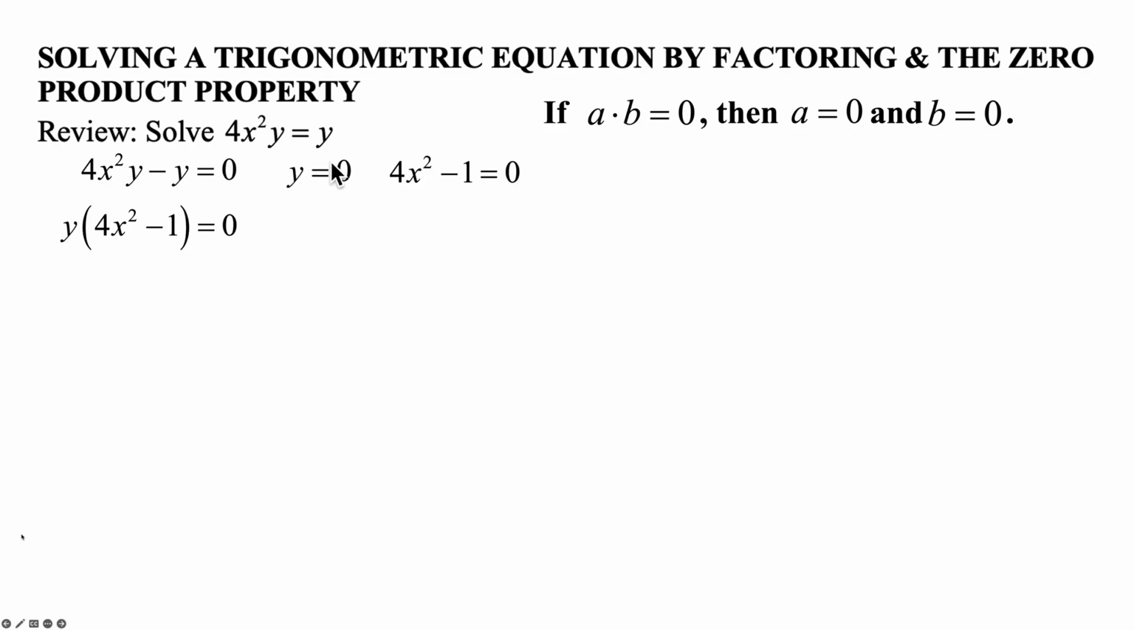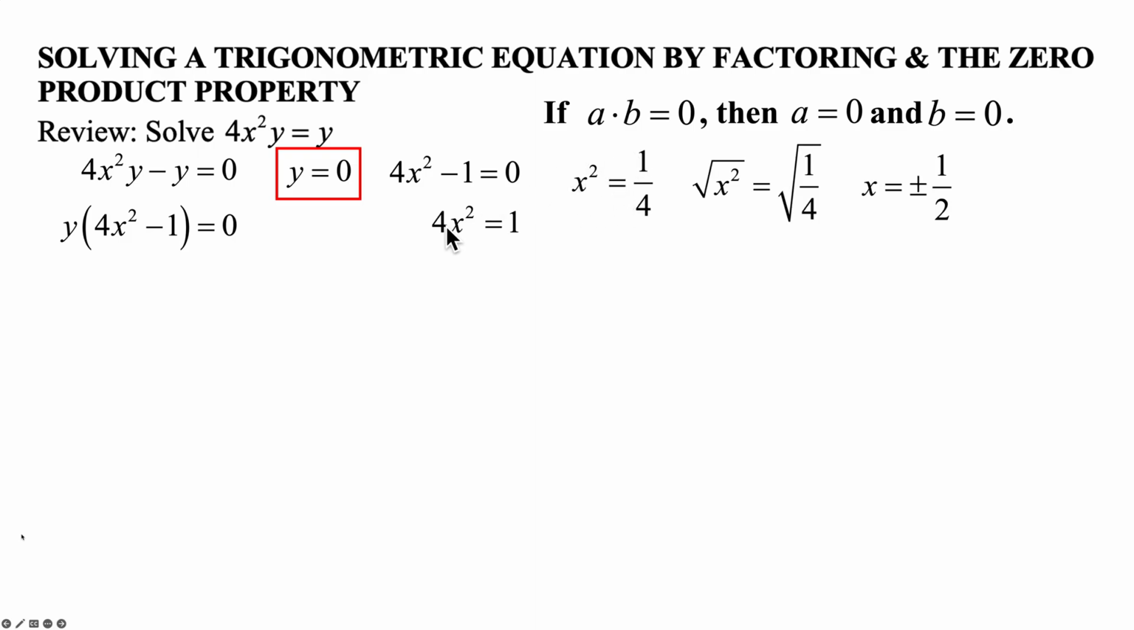Take the y, set it equal to 0, that's one of my answers. 4x squared minus 1 equals 0. Now we'll go solve this. We'll add over the 1, divide over the 4, take the square root of both sides, and we get x is equal to plus or minus 1 half. And there's my 3 possible answers that will make this equal 0.